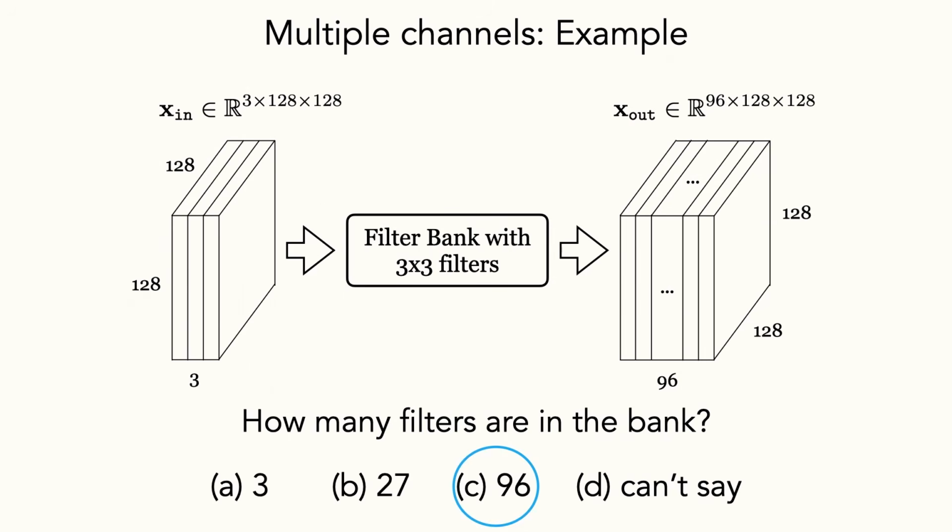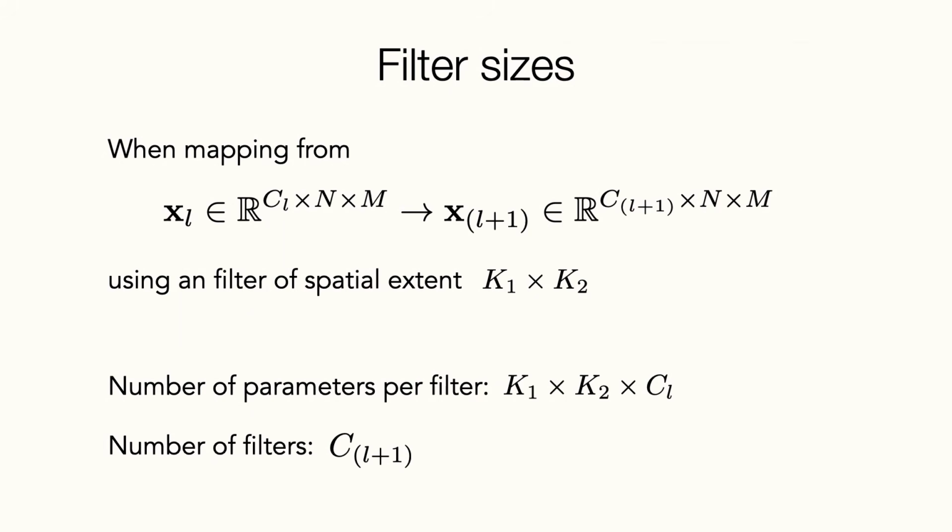Nice. Cool. So, high level, filter sizes. If you're mapping from X of L, this current layer where you have C sub L channels and N by M spatial dimensions, to the next layer where you have C sub L plus 1 output channels and N by M spatial dimensions, and your filter has spatial extent K1 by K2, then the number of parameters per filter will be K1 times K2 times C sub L, and the number of filters will just be C sub L plus 1, the number of output channels that you have.